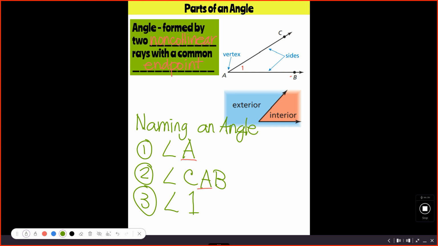Now, sometimes they give you a small letter inside the angle like this. Can you use it to name it? No, because it has a degree sign. That means they're asking you to find its measure.